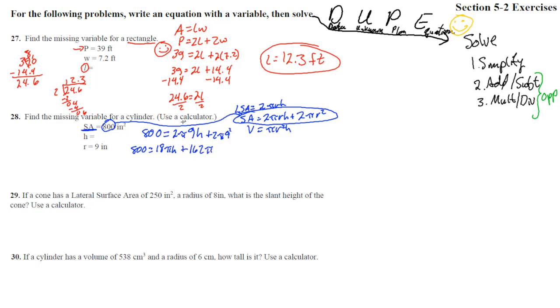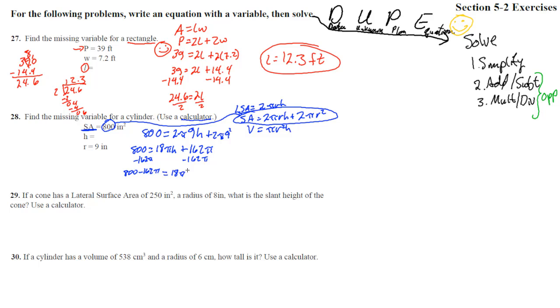Now, it says we can use a calculator. I'm going to do as much as I can without the calculator and then punch it in at the end. Notice we're trying to get H by itself. So we simplified. Now notice we add or subtract, and we're like, oh, I can subtract 162 pi from both sides. And you may think in your brain, wait, can I do that? Can I just subtract 162 pi? And the answer is absolutely. You can add, subtract, multiply, or divide anything as long as you do it to both sides. So 800 minus 162 pi. Now, if you were using a calculator, 800 minus 162 pi, it's like 291.06. So just keep that in mind, 18 pi right there.